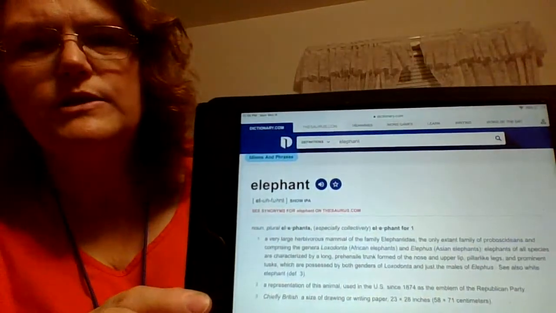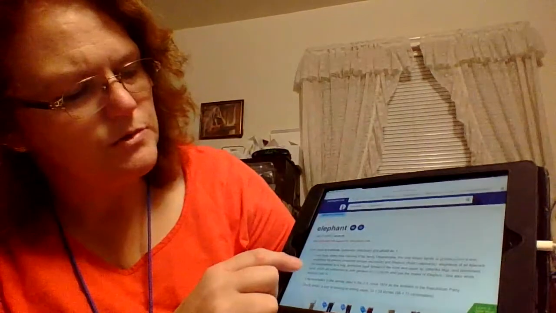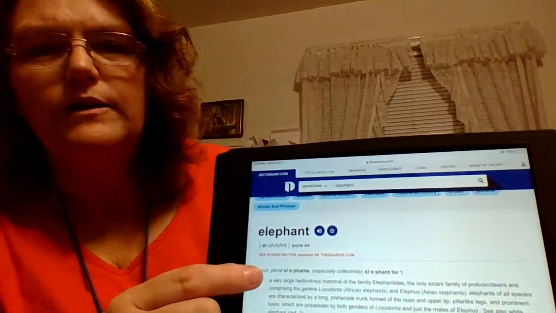There are several definitions here. In most things, there usually are some choices. So number 1, right there, says a very large herbivorous, that means it eats plants, mammal of the family blah blah blah, the only extant family of something. This is very long. Elephants of all species are characterized by long trunks formed at the nose and the upper lip, their legs, their prominent tusks, which are possessed by both genders. All right.